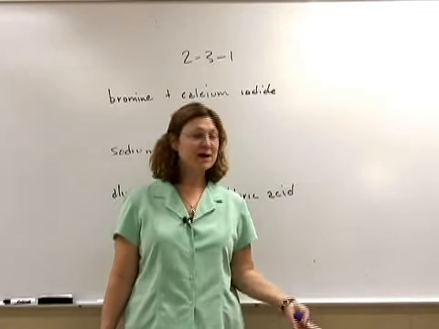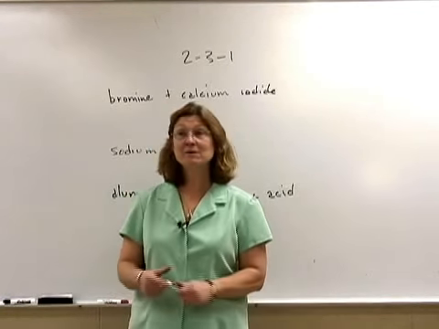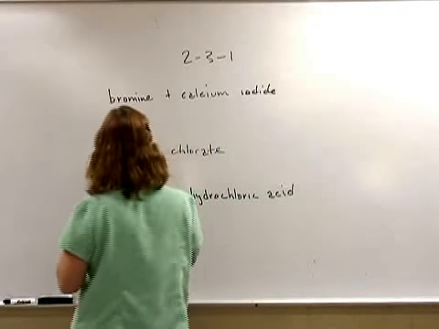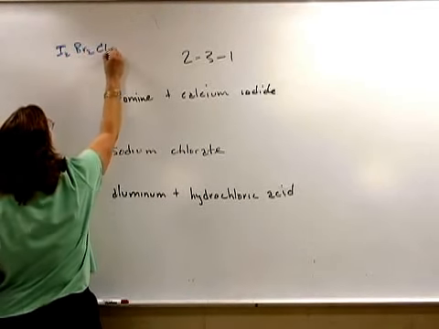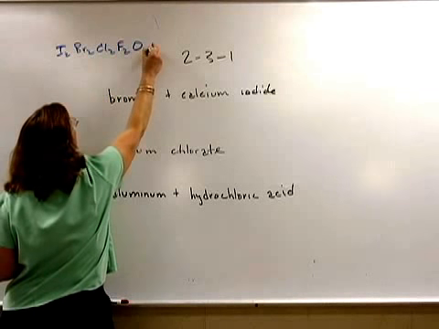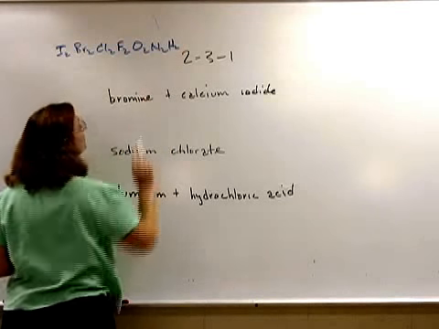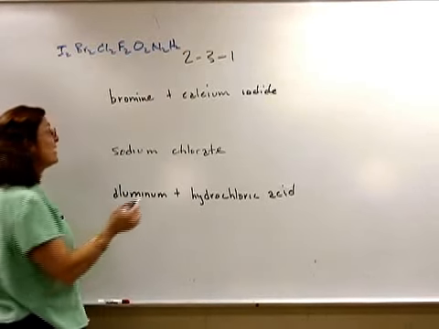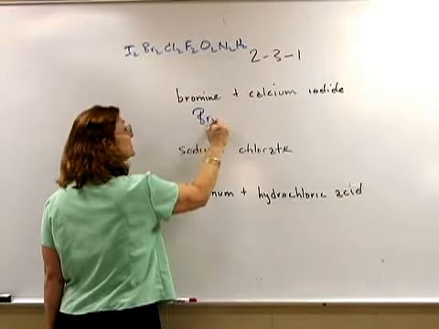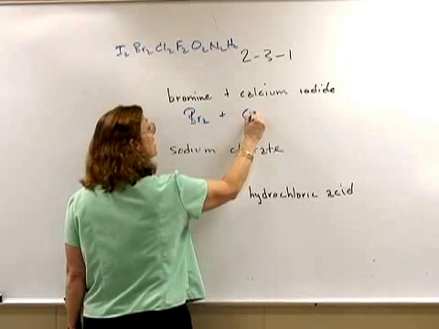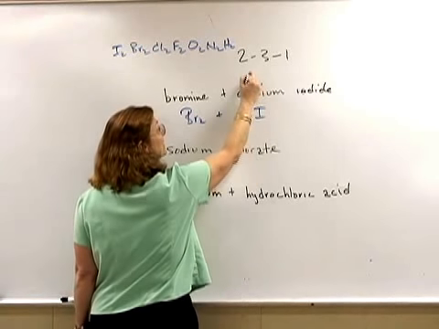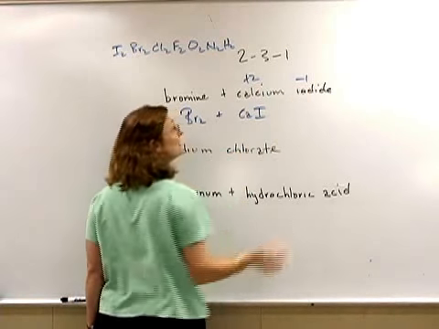The first thing you might want to do when you try to do these problems is to write out your diatomic molecules: iodine, bromine, chlorine, fluorine, oxygen, nitrogen, and hydrogen. That way we have bromine to begin with, and we see that it is one of my diatomic molecules, plus calcium iodide.